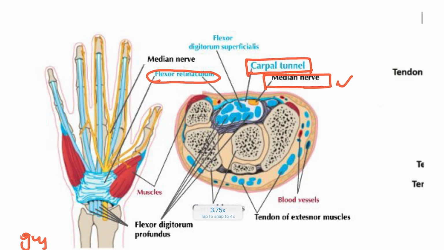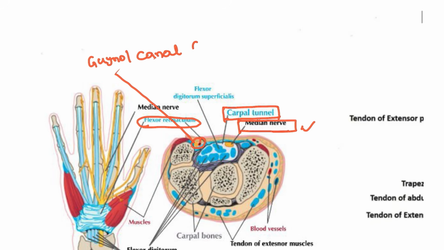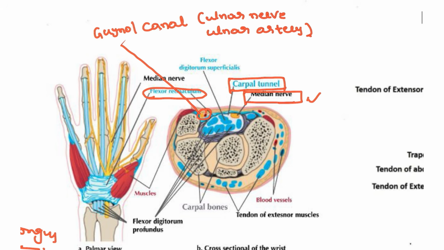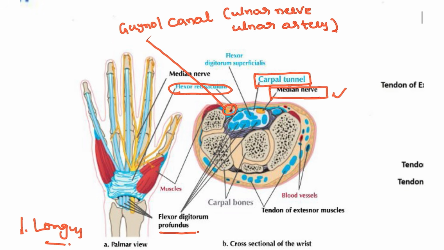And if you keenly observe, here you can see there is also a nerve and an artery. This is known as Guyon's canal. In Guyon's canal, what is present, guys? One is the ulnar nerve and the other is the ulnar artery. So these two structures are present in Guyon's canal, and in the carpal tunnel we have the median nerve. And what are the tendons passing through here? This is the flexor digitorum profundus and flexor digitorum superficialis.